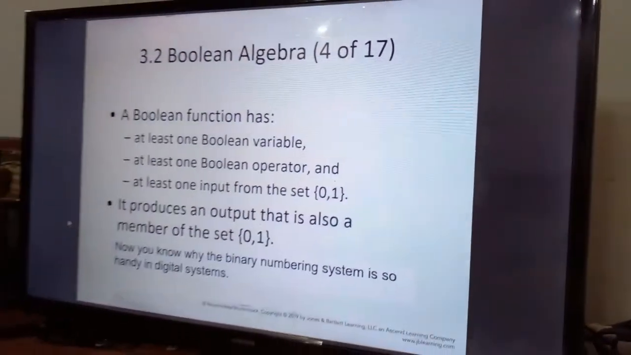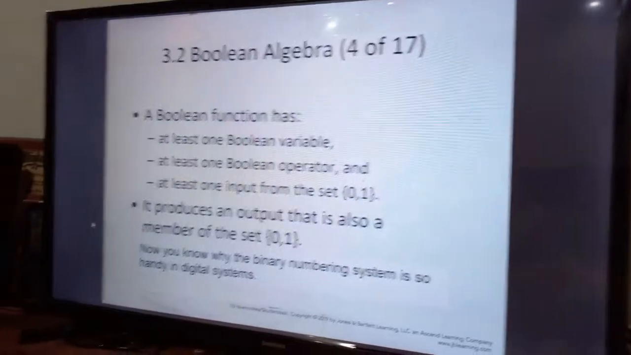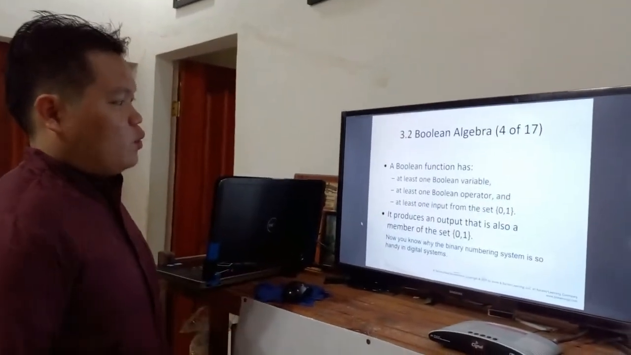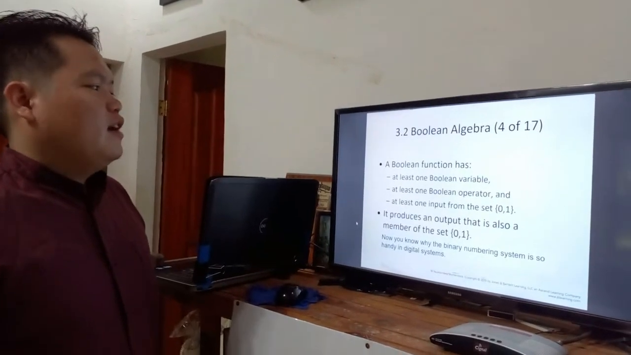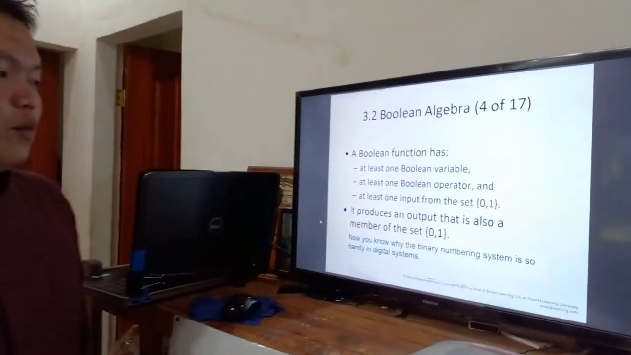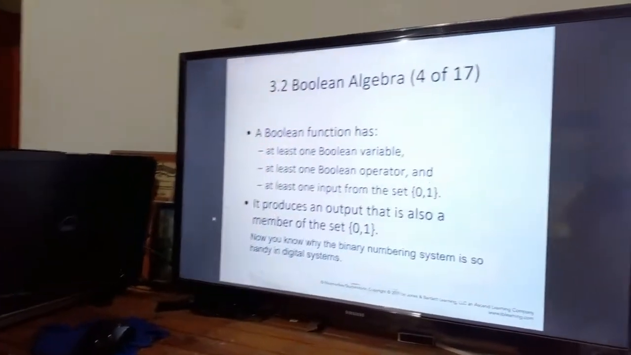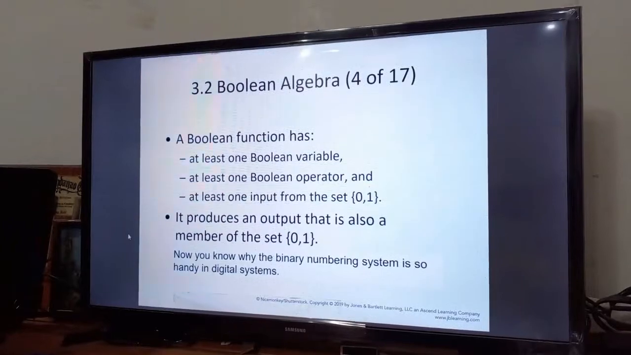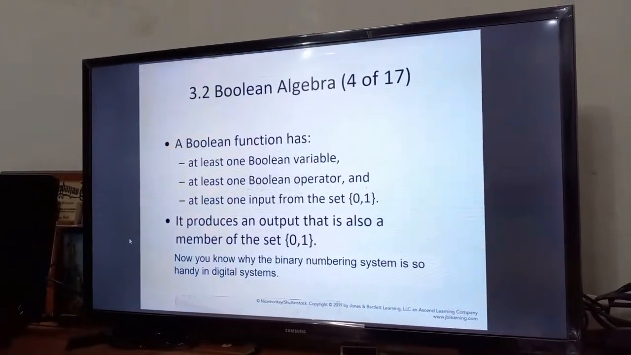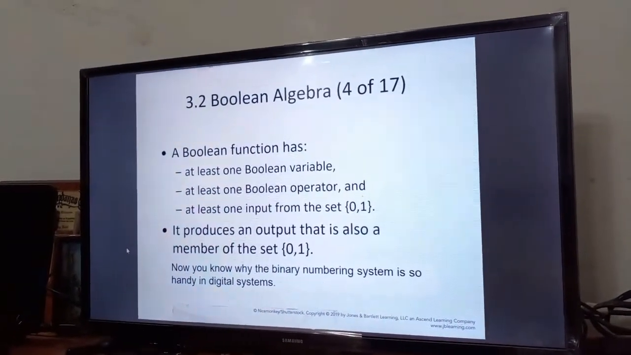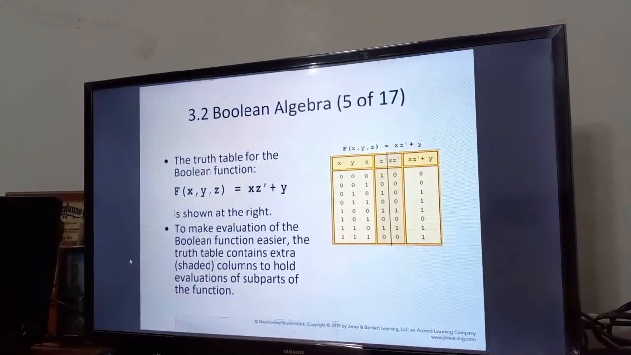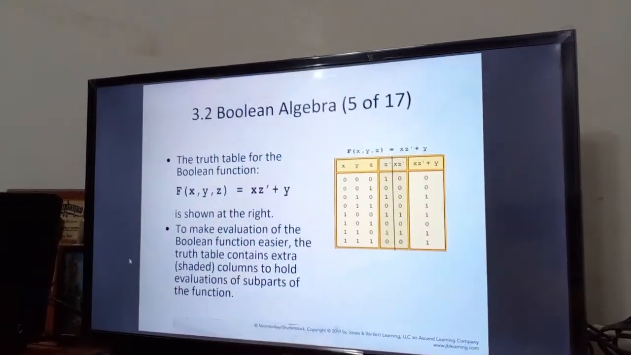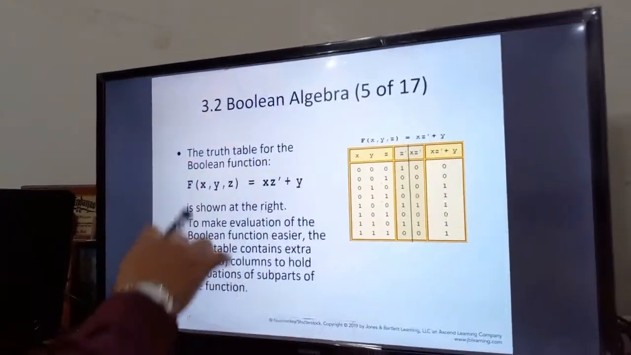So next, the Boolean function has at least one Boolean variable, at least one Boolean operator, and at least one input from the set 0 and 1. It also produces an output that is also a member of the set 0 and 1. So we have the truth table for the Boolean function. Meaning we have created an equation under our Boolean algebra.